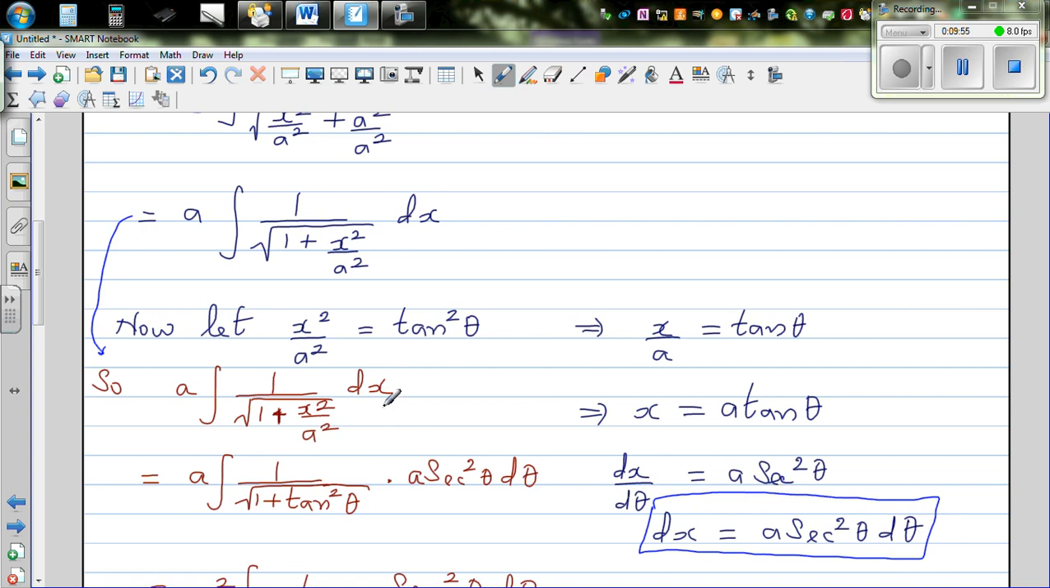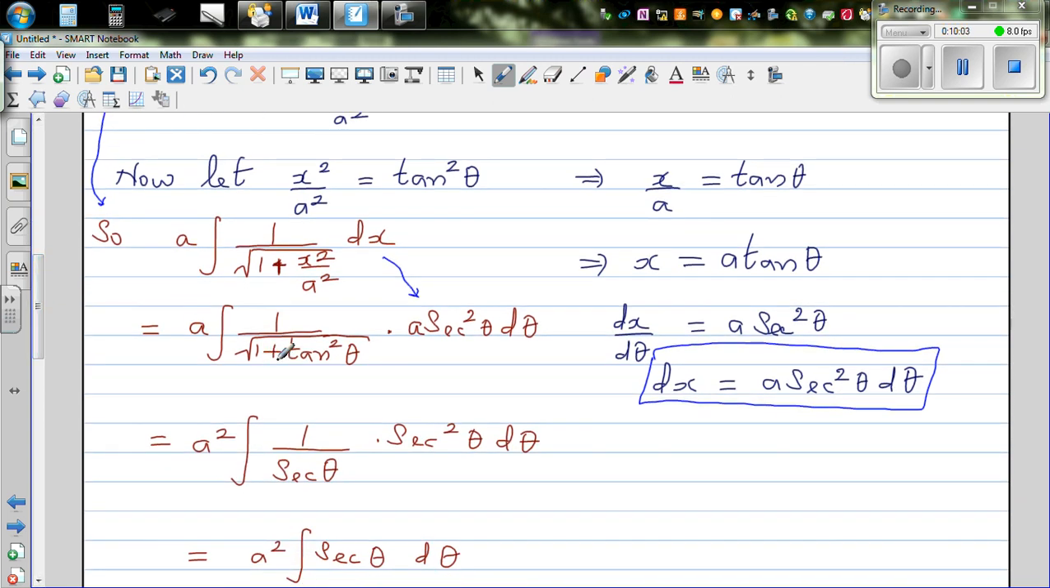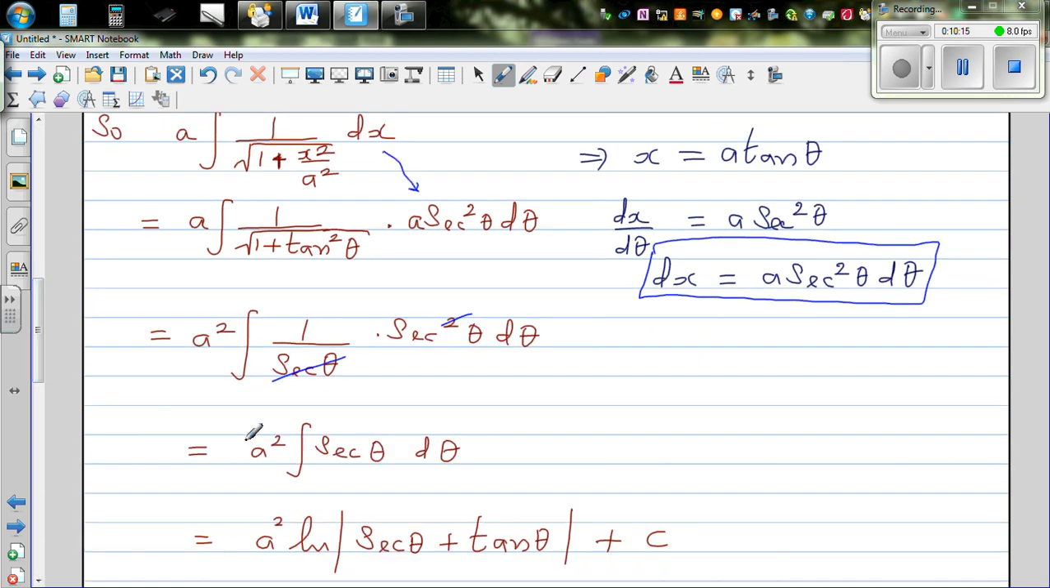And your dx becomes a sec squared theta d theta. Okay, and square root of 1 plus tan squared is sec squared, and square root of sec squared is sec theta. So this sec theta will be cancelled with 1 sec theta. So this is integration of sec theta.